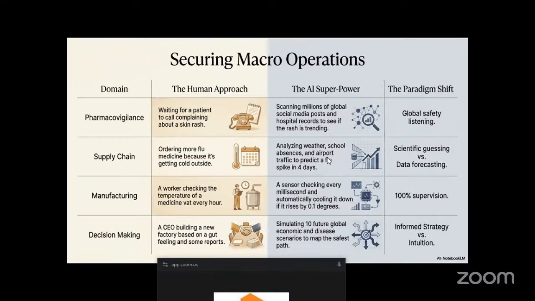So supply chain, same. Before, in general, drugstores used to order drugs, and if the rainy season was coming, they used to order cold medications. But here, AI analyzes school absences and airport traffic to predict whether there is going to be a spike in influenza or not. Same for manufacturing and decision making too.